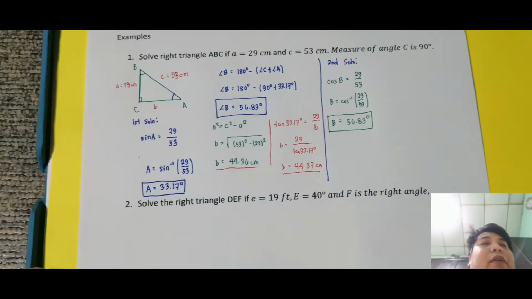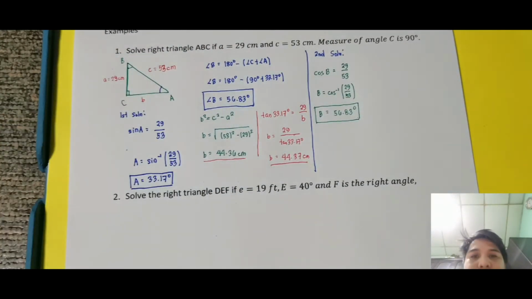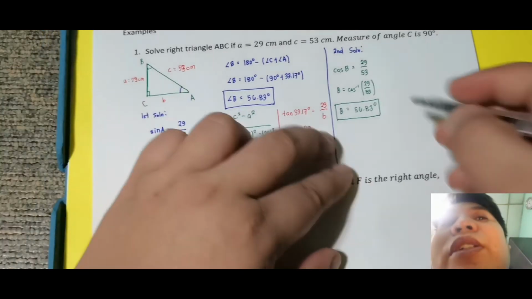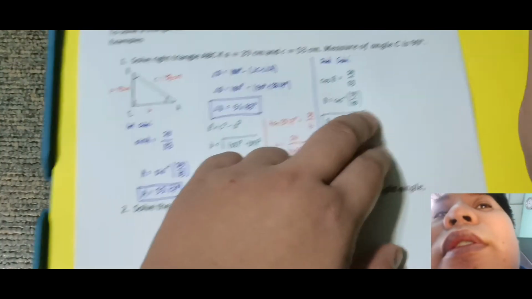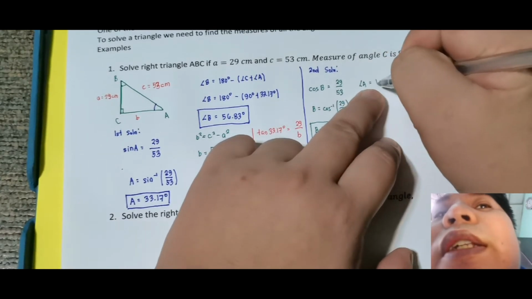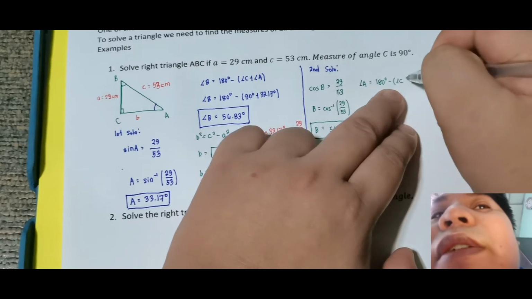Okay? Next, syempre hahanapin natin yung angle A. So paano natin hahanapin yung angle A? So, syempre, gaya ng sabi ko kanina, yung measure ng angle A is yung 180 minus yung sum ng dalawa. So, ito, plus 90 degrees. So, measure of angle A is equal to 180 degrees minus yung measure ng angle C plus measure ng angle B.